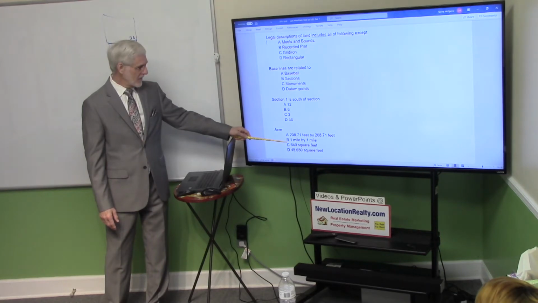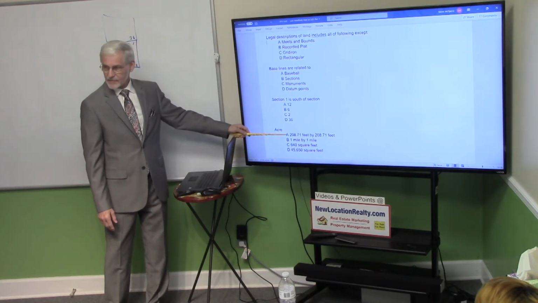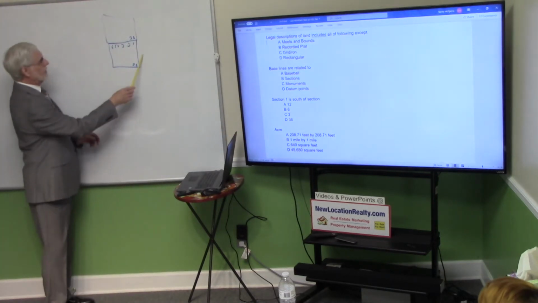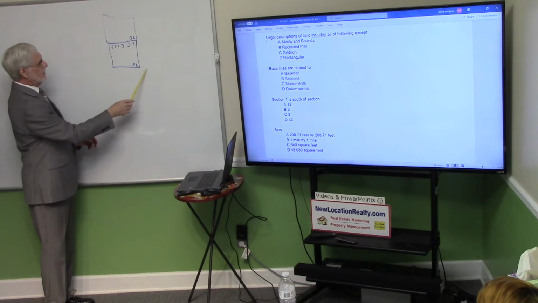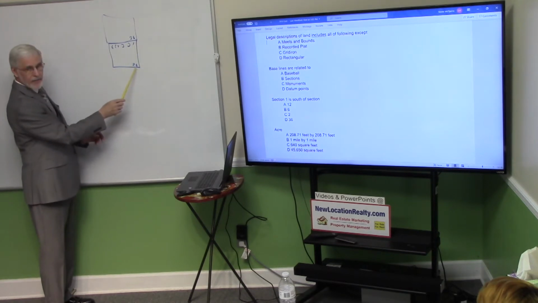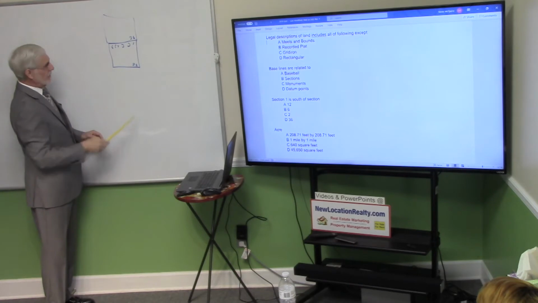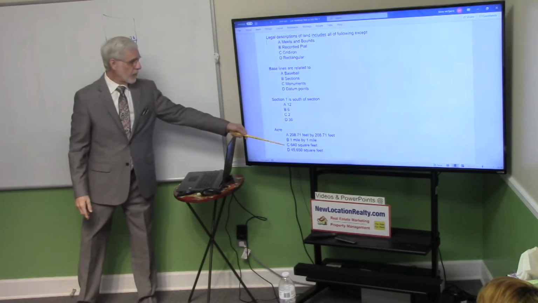Which is an acre, isn't it? Yeah, no, a section is 1 mile by 1 mile. It's 36 sections, each 1 mile by 1 mile. That's a section, okay. Each one of these little sections has how many acres in it? It's got 640 acres.